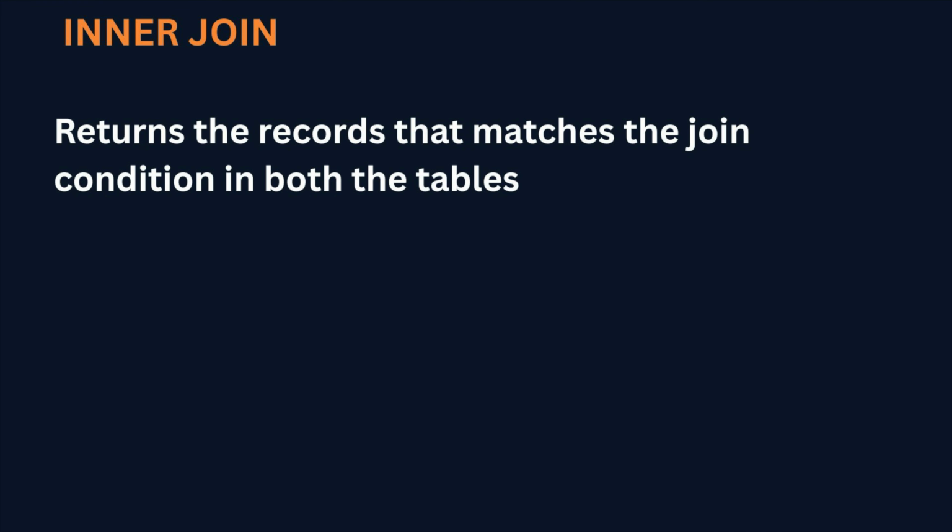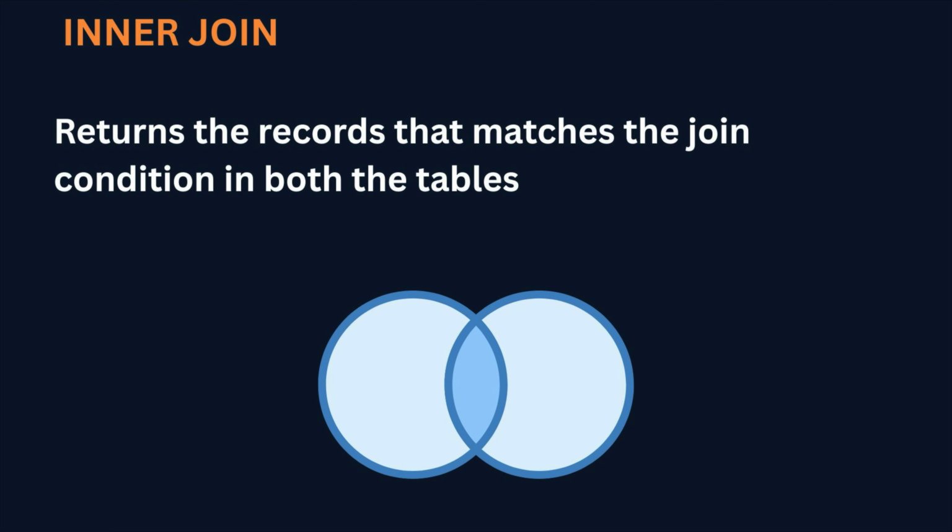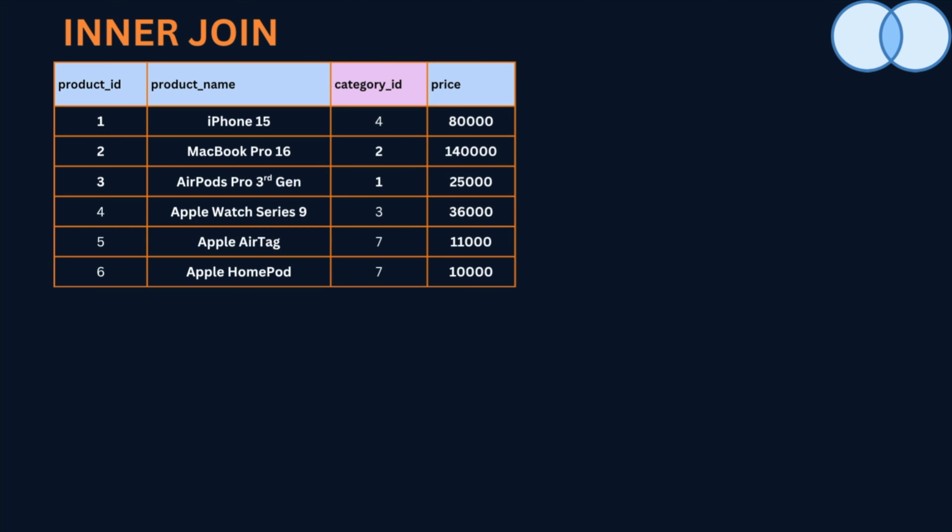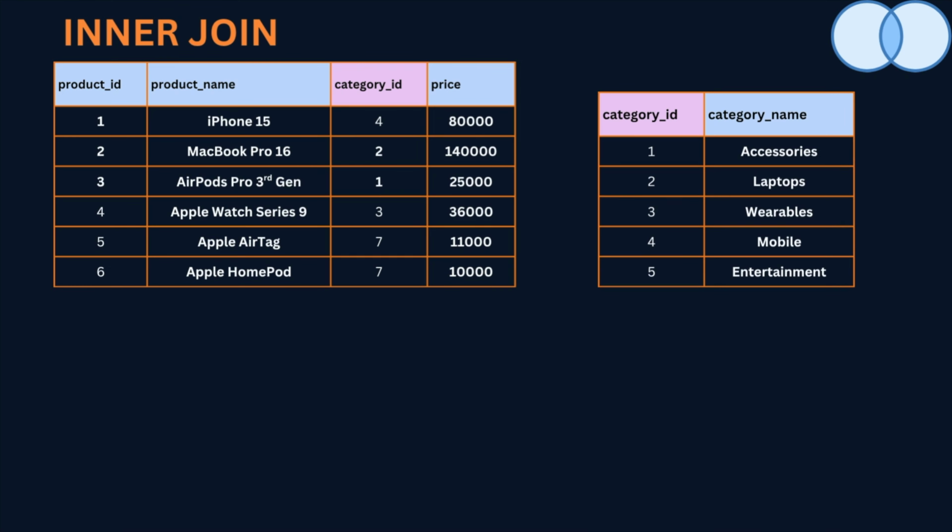Inner join is the most common and intuitive join, and it will return only the rows where there is a match in both the tables based on the specified join condition. Think of it as finding a common ground between the two datasets. So to proceed further, let's first understand the data that we are working on. Imagine that we have a table called products, which stores information about the items that we sell, and another table called categories, which tells us what category each product belongs to.